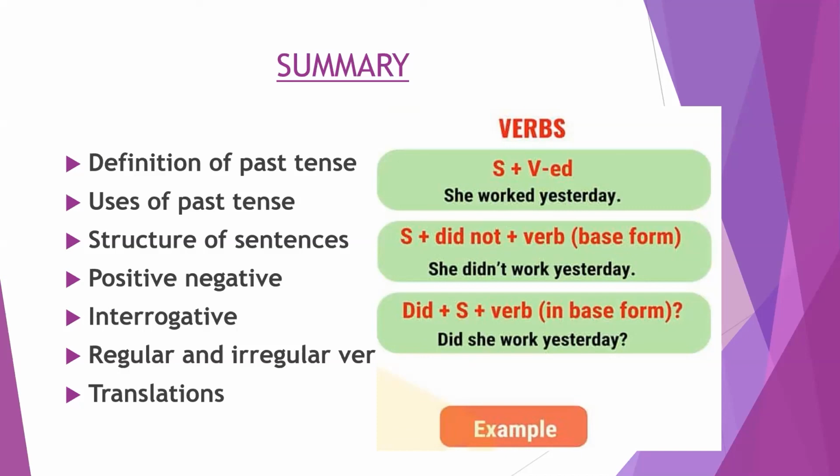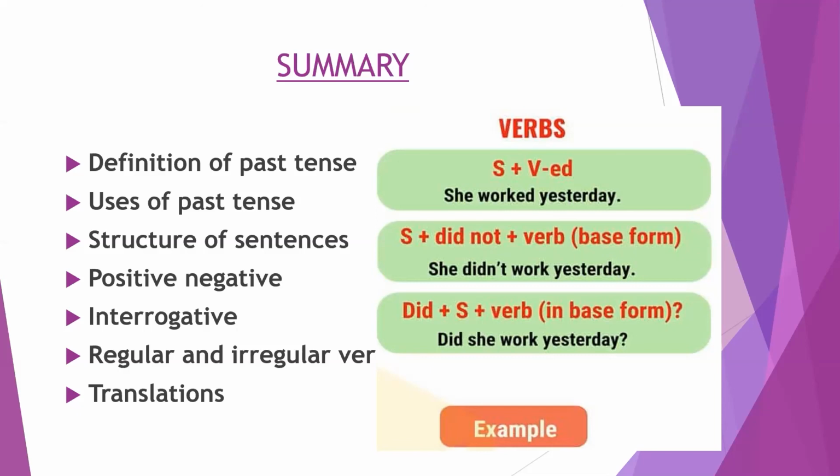In positive sentences, first of all subject, then second form of verb, then object. In negative sentences, subject plus did not and then first form of verb. And then in interrogative sentences, firstly the did, that is the helping verb, and then subject, then verb, and then object, question mark. For example, she walked yesterday is a positive sentence. She didn't work yesterday is a negative sentence. Did she work yesterday is an interrogative sentence.